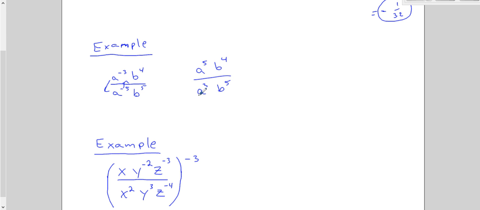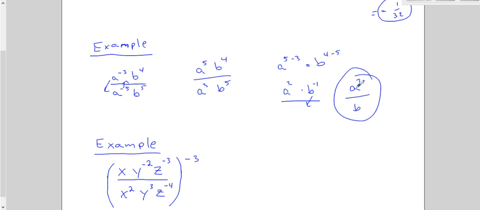Okay, I've got common base values of a. So that's a to the 5 minus 3. And I've got common base values of b. So I have b to the 4 minus 5. Well, 5 minus 3 is 2, so a squared. 4 minus 5 is negative 1, so that's b to the negative 1. I've got one positive exponent, one negative, so I'm going to create a fraction and move the negative exponent down. So I get a squared over b to the positive 1. For positive 1, I do not need to write a 1, so there's my answer.